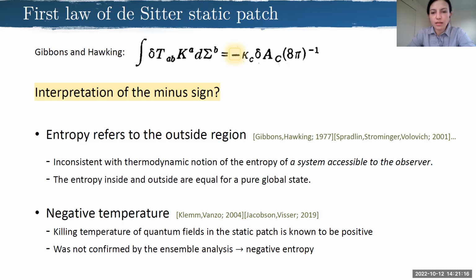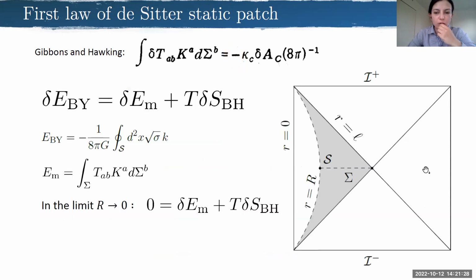So since we were not satisfied with the interpretations of the minus sign, we said, well, okay, maybe this minus sign can again be understood if we start with a system boundary on which the canonical or microcanonical data is specified. So in order to do that, we introduced a system boundary inside the static patch and considered the slice that extends from the system boundary to the horizon.